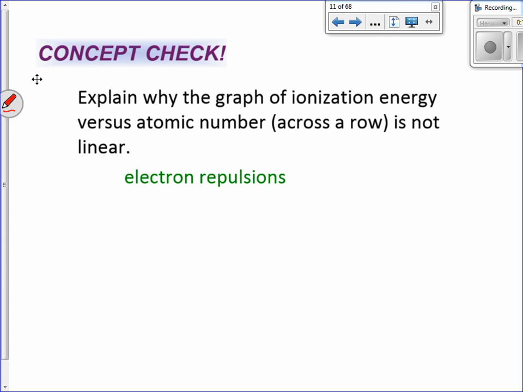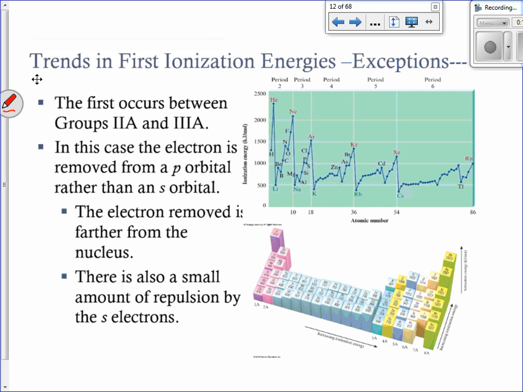Okay, and now I'm going to draw out the orbital diagrams to give you an idea as to why. Okay, so let's look at those examples here. This is between 2A, which is your alkaline earth metals, and 3A, which is your boron group. Okay, so I'm going to draw them over here. So for instance, say on beryllium.